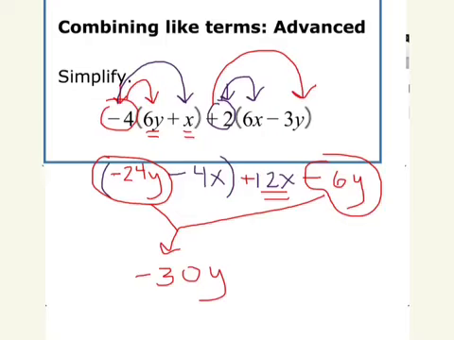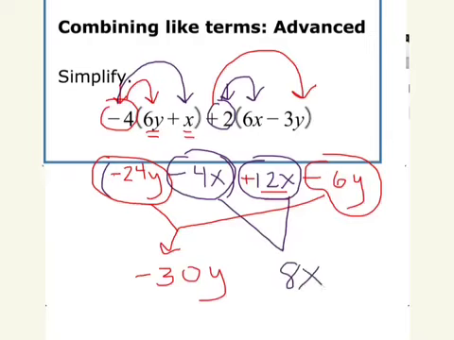Moving along, I'm going to combine my x's. I've got a negative 4x and a positive 12x. So careful here. We are adding numbers. Signs are different. So you're going to take the 4x away from the 12x, which gives us 8x. And the larger number, the 12x, is a positive 12x. So this is a plus 8x. And that is the answer to this problem, combining like terms, the advanced version.